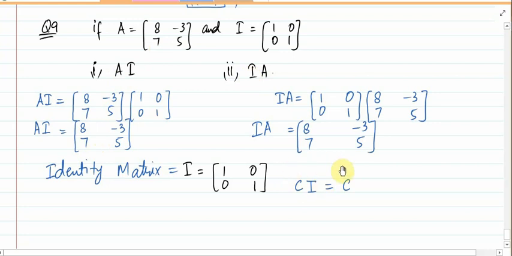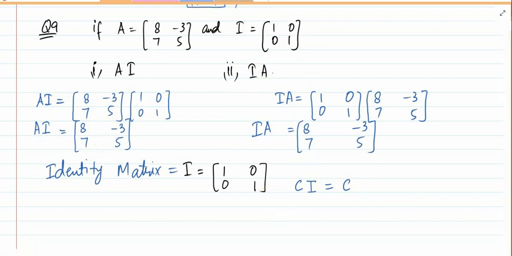We are going to use this property in our inverse part as well. So you need to remember what the identity matrix is and what its property is. When it multiplies with a matrix, it will be equal to the matrix, right? So after question number 9, moving on to the next question, that is question number 10.